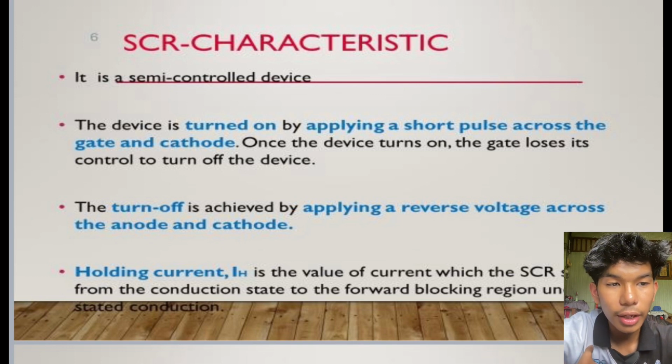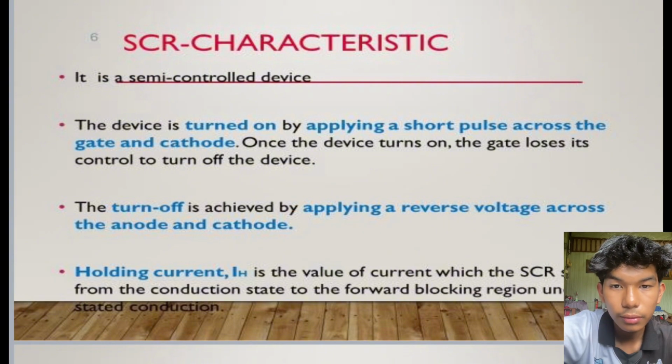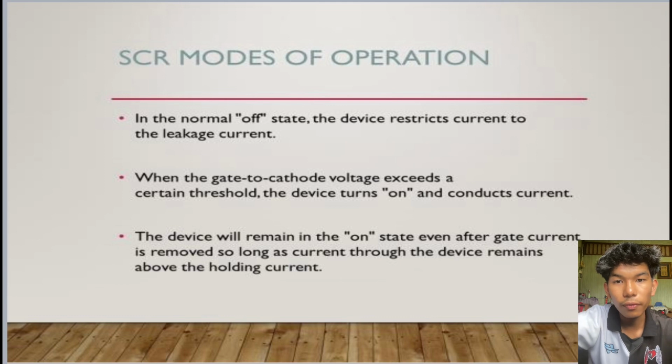Holding current IH is the value of current below which the SCR switches from the conduction state to the forward blocking region. That is the SCR mode of operation. In the normal off state, the device restricts current to the leakage current. When the gate to cathode voltage exceeds a certain threshold, the device turns on and conducts current.